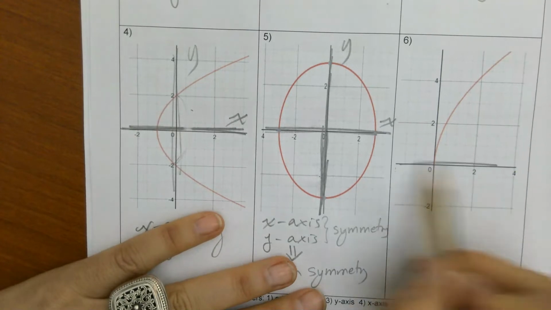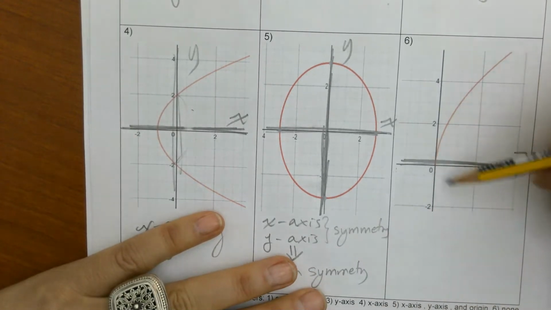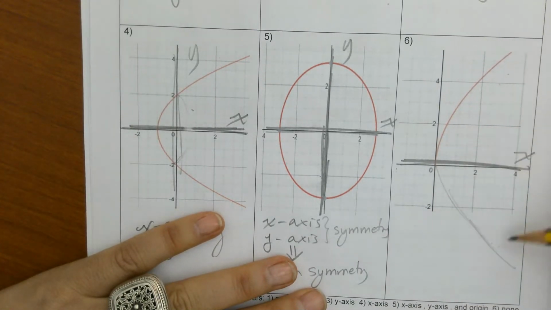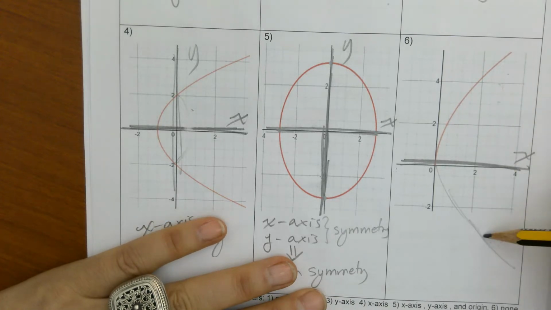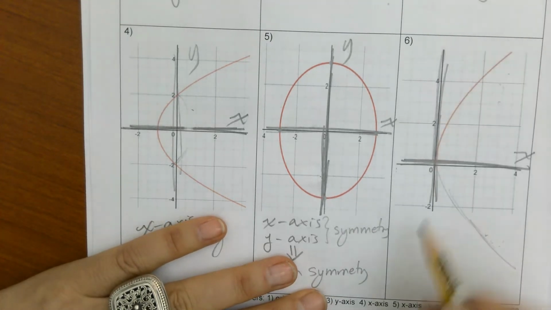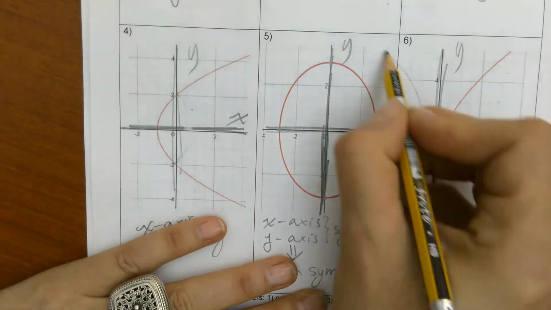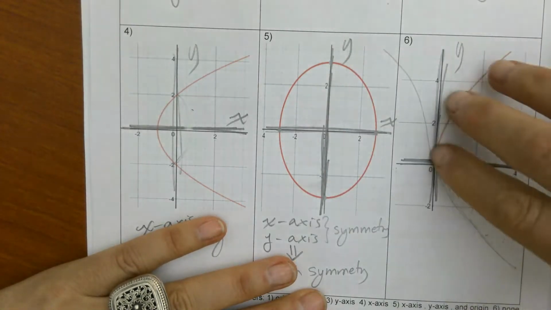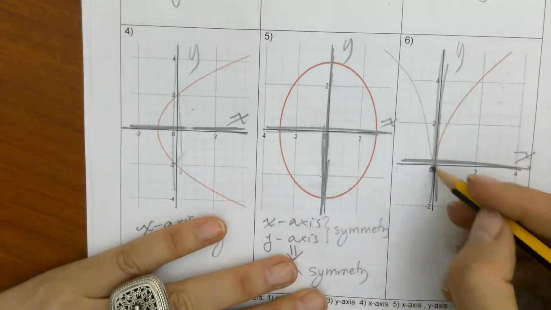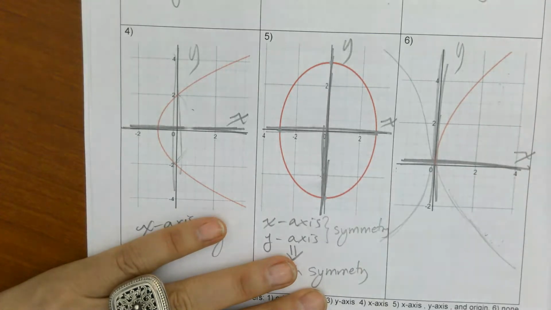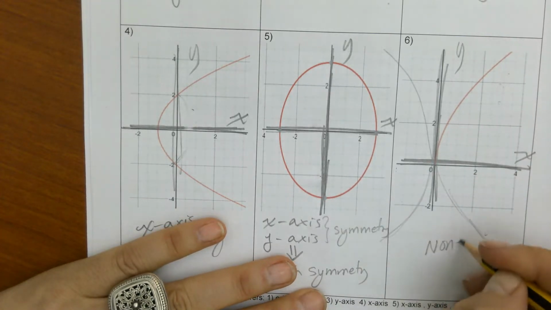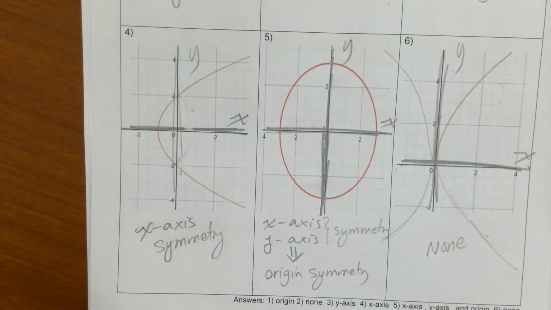Let's look at the x-axis. No, it'd have to look like this to have reflection over the x-axis, or symmetry over the x-axis. Let's look at y. It would have to do this, but it doesn't. If I wanted to rotate it, then it would need to look something like that. So this has none. No axis of symmetry at all. Okay.